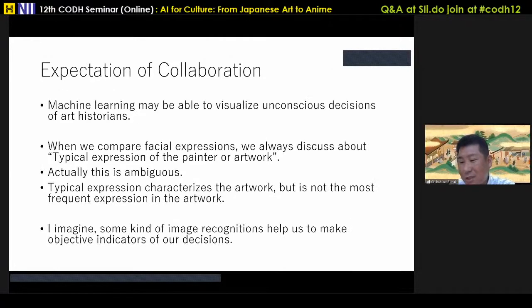There are other expectations. This is only my imagination, but I think machine learning may be able to visualize the unconscious decisions of art historians. When we, art historians, compare facial expressions, we always discuss the typical expression of the painter or the typical expression of this artwork. But actually, this "typical" is ambiguous. A typical expression characterizes the artwork, but it is not the most frequent expression in the artwork. So I imagine some kind of image recognition could help us make an objective indicator of our decisions.